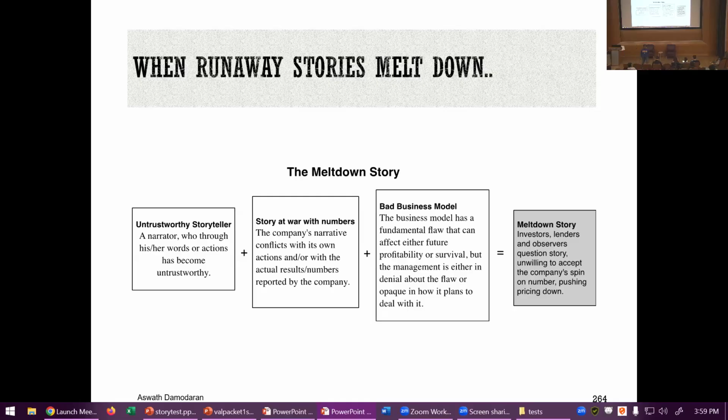Second, the story is at war with the numbers. So when they tell you we can do this, the story doesn't match up to the numbers you're seeing for the company. And third, your basic business model is a bad model. Expanding it just makes it an even worse model. In the last decade, more and more companies with those ingredients were able to go public. And eventually they crash and burn. But during the period when they're regarded as great companies, you can have tens of billions of dollars of value.